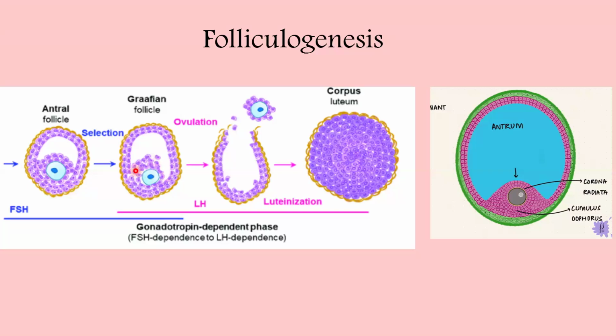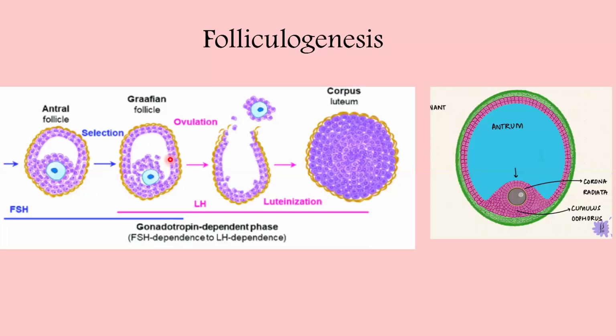And these cells that surround the oocyte directly are called the corona radiata or the cumulus oophorus. Both names are used for the same thing. So corona radiata is the layers of the cells that surround the oocyte directly. So these cells are important.